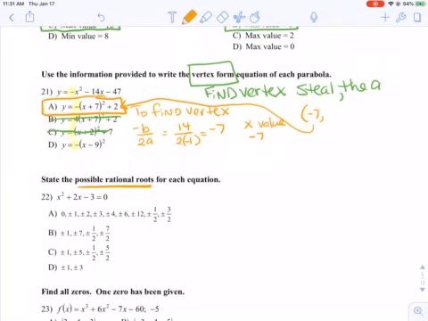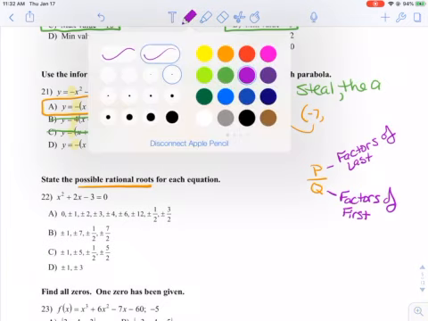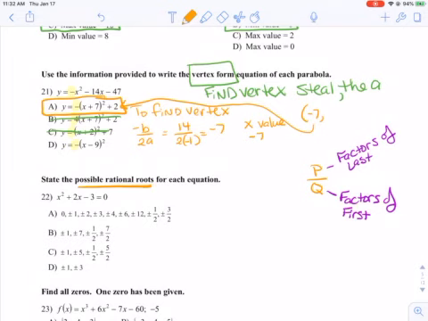Possible rational roots is the P over the Q. And the P are the factors of the last term. And the Q are the factors of the first term. So you have x squared plus 2x minus 3.